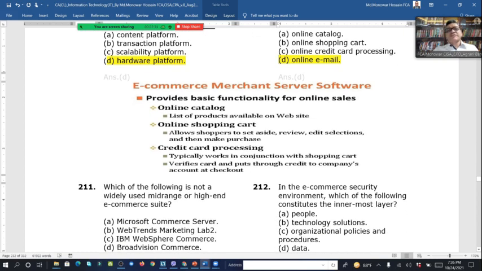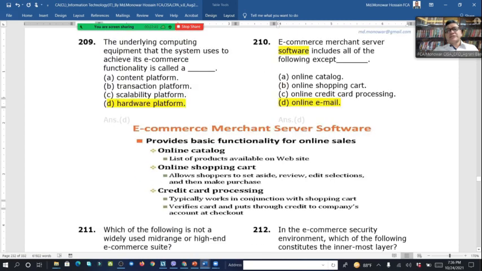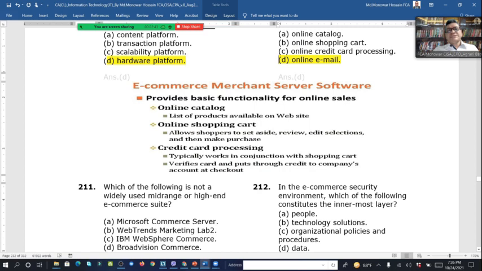E-commerce merchant server software, we look here, it is the narration of that answer. It provides basic functionality for online sales, including the online catalog. We know what an online catalog is: a list of products available on the website. Online shopping cart means it allows shoppers to set aside, review, and edit selections, and then make a purchase.